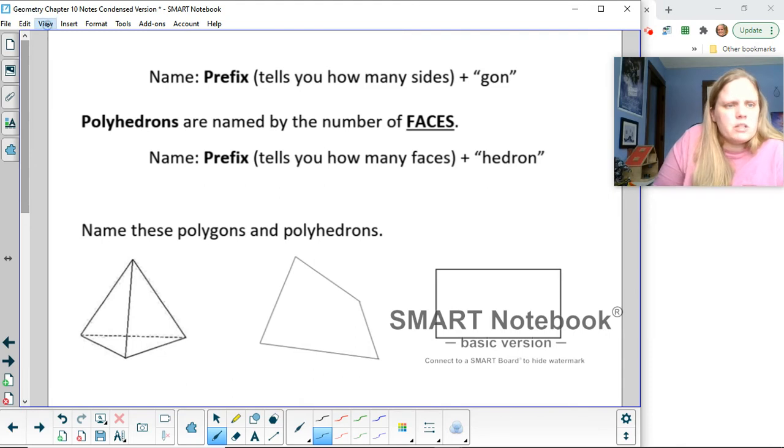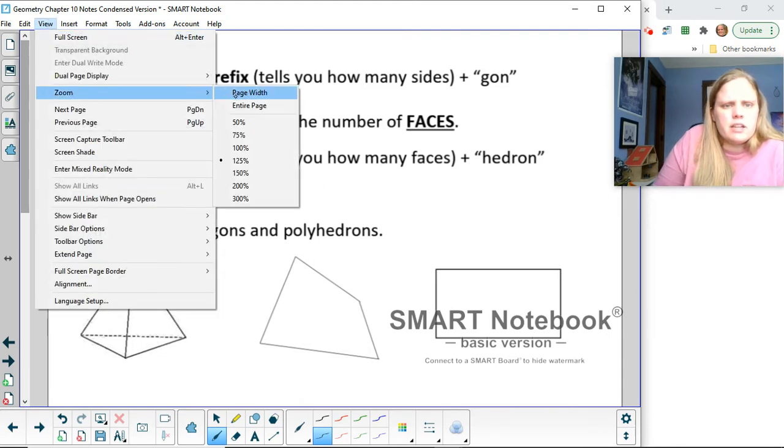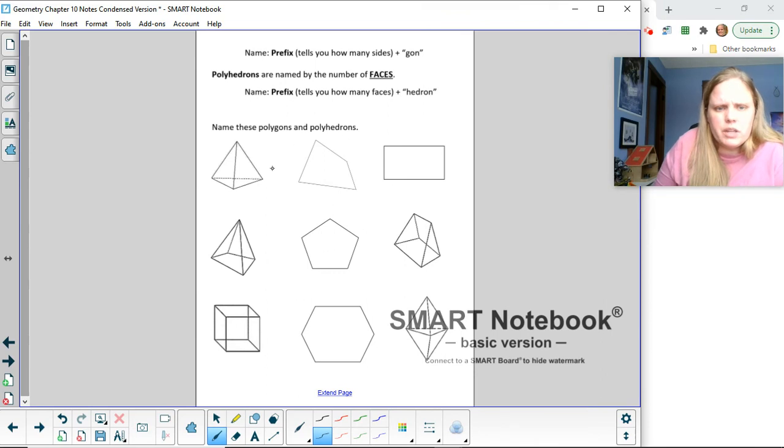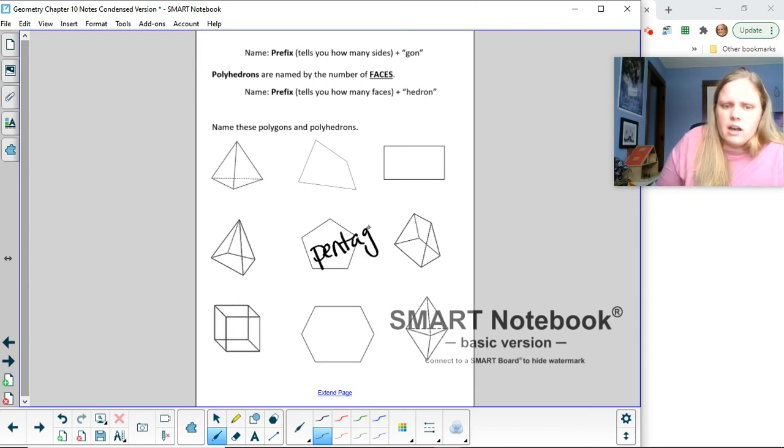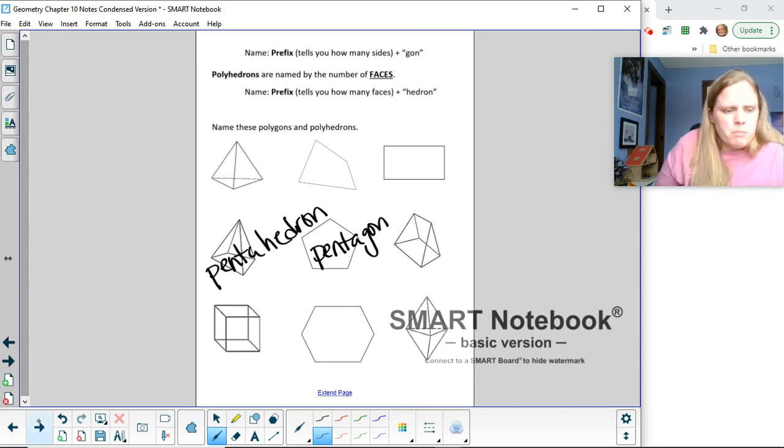Okay, so let me just zoom out here because we are not going to cover this entire thing. So here's some examples that you could go through and try naming. And so there's polygons and polyhedrons in here. So for example, this one has 5 sides and it's a flat figure. So this would be a pentagon. Whereas this figure to the left has 5 faces. It's a 3D. So this would be a pentahedron. So if you want to try some of those examples, go right ahead.